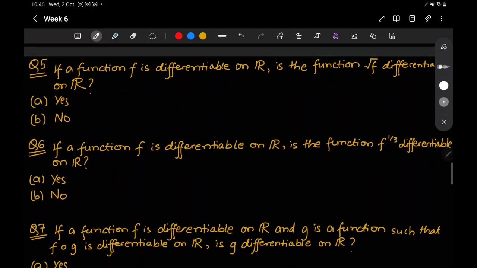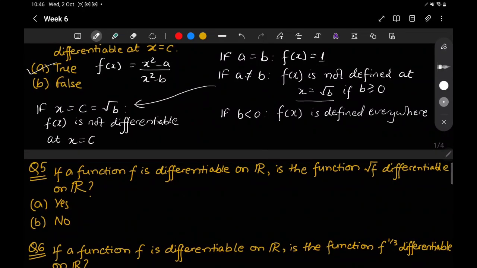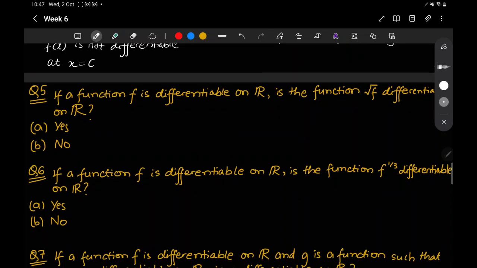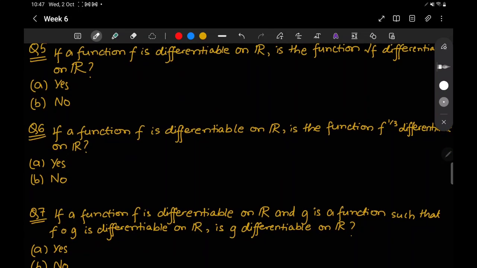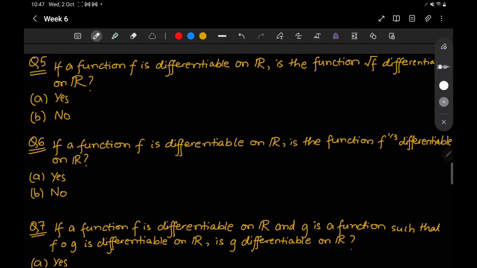Moving on to the next question, question number 5. If a function f is differentiable on R, the set of real numbers, is the function root f also differentiable on R? So this is a yes no type question. I will relaunch the poll for yes no type this time. Take a few minutes to answer the question and then we will proceed.